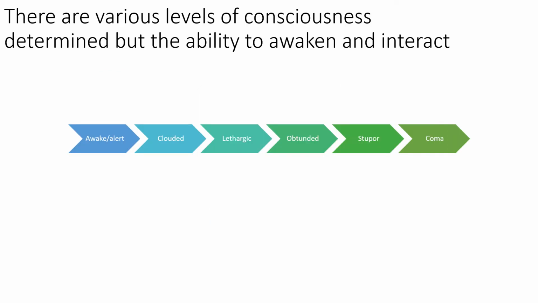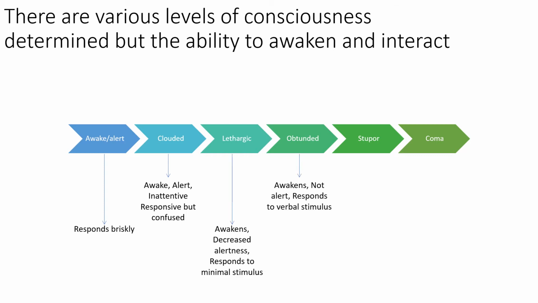As I mentioned, there are various levels of consciousness. We can be awake and alert on one side of the spectrum, and we can be comatose on the other side of the spectrum. While today I'm going to focus on coma, I think it's important to note that you may see all these various terms used to describe someone's consciousness. What's really important is that you describe what you see. Are they awake and alert and respond briskly? Are they attentive, inattentive, and confused? What type of stimulus does it require for them to wake up?